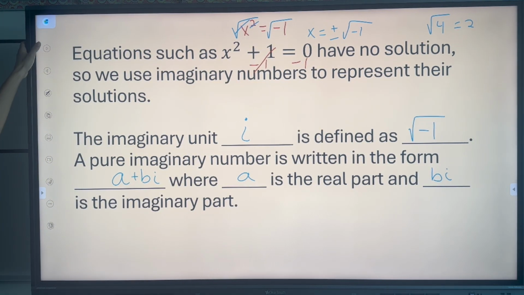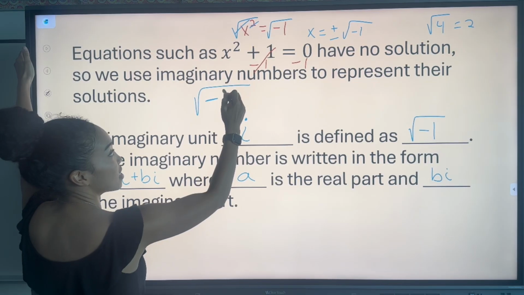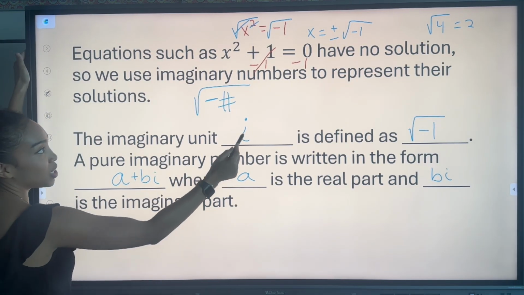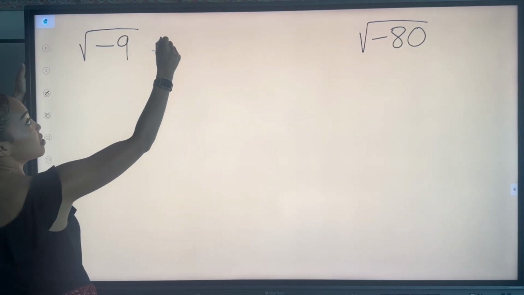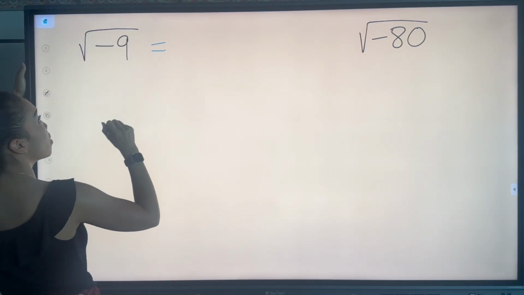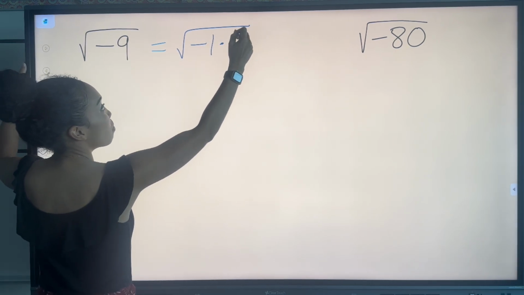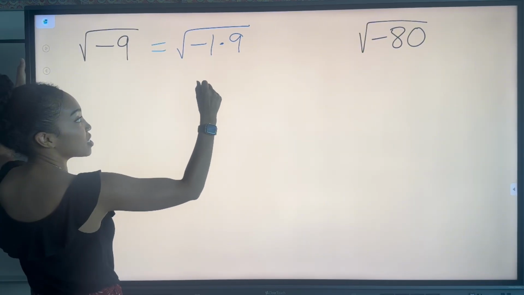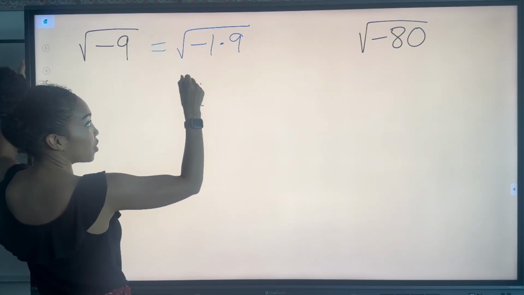Okay, so let's evaluate these square roots that have negatives on the inside, because that is what's going to give us the imaginary unit i. So looking at this, you can see this as the square root of -1 times +9. The square root of -1 is just i. The square root of 9 is 3. So your answer is 3i.